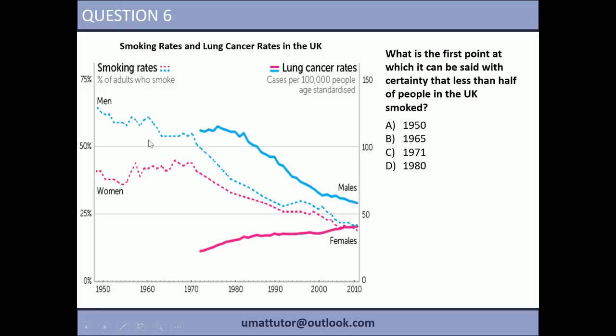So even though it may look as though somewhere around here in the 60s, the average of the two lines would be below 50%, you have to wait for the first point at which both lines are completely below 50%, which would be about here. This is the first point where, regardless of how many men and women made up the population, the overall rate would definitely be below 50%. And so we have to just look at what point in time this was, and it corresponds to about 1971. So that would be the answer. The answer would be C.